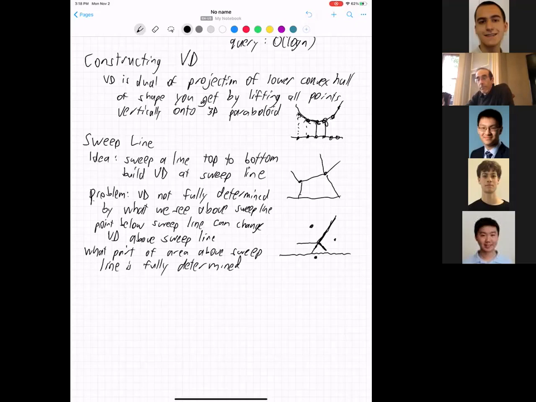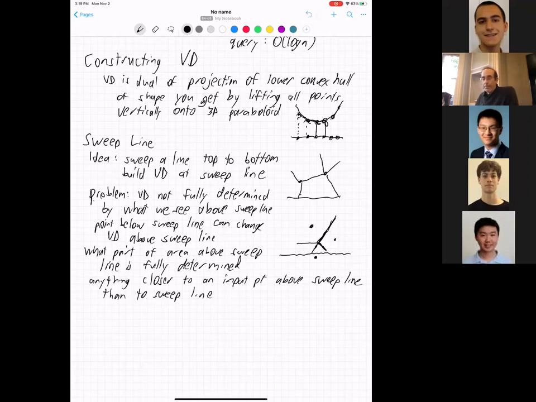I guess like anything that's closer to the highest point than the sweep line or something like that. Exactly. Or I wouldn't say the highest point, but anything that is closer to an input point above the sweep line than it is to the sweep line itself.